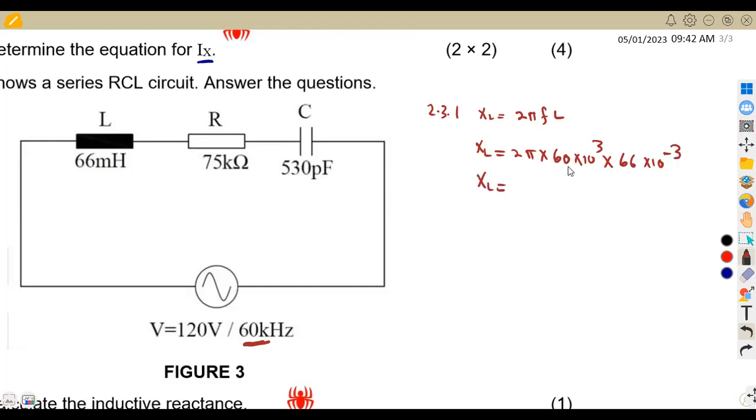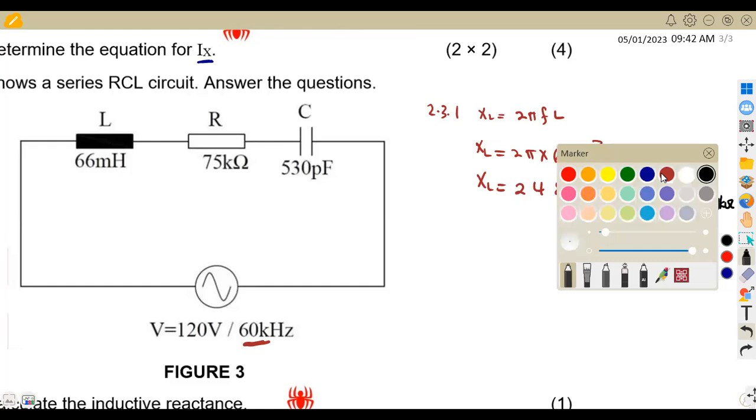So we can determine the value of XL, which is going to be 24,881.414 ohms, right? Or we can even write this in kilo ohms, which can be something like 24.881 kilo ohms. All right, that is if you are to write in kilo ohms. We move on to the other part of the question.